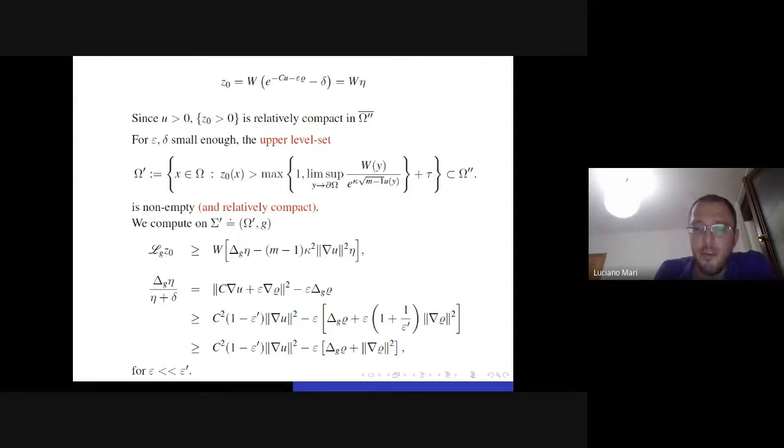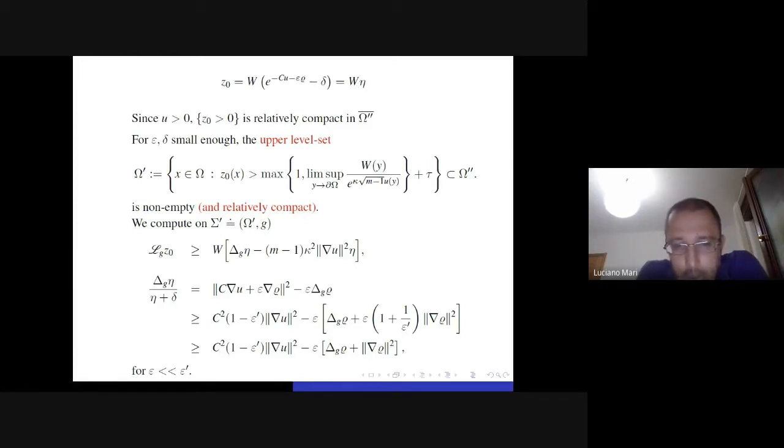So we compute LG of Z0, and we need to estimate the Laplacian of the cutoff eta. Observe that eta is an exponential that contains C u epsilon rho. So we compute the Laplacian of eta, and we quotient by eta plus delta, and it is a term C grad U plus epsilon grad rho squared minus epsilon Laplacian of rho. Observe that the Laplacian of U is 0 because U is minimal.